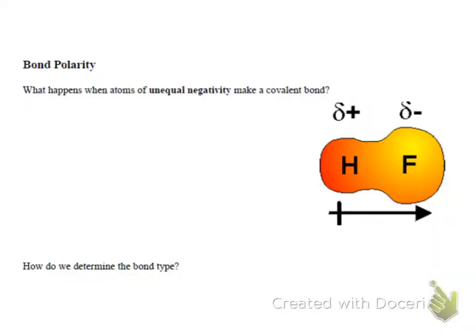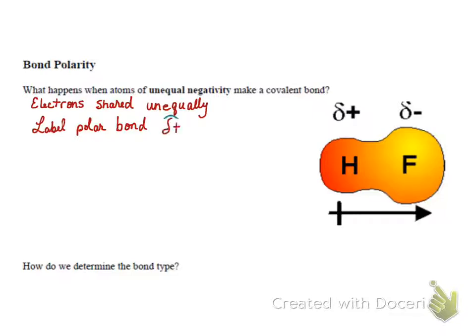So bond polarity: if you have atoms of unequal electronegativity, they can make a covalent bond, but it's not going to be shared equally. There's a couple different ways to draw this. We call it a polar bond because it's uneven, and you can label it with these little Greek symbols. Delta plus means partially positive. In this case, hydrogen is lower electronegativity, so it gets the partial positive.